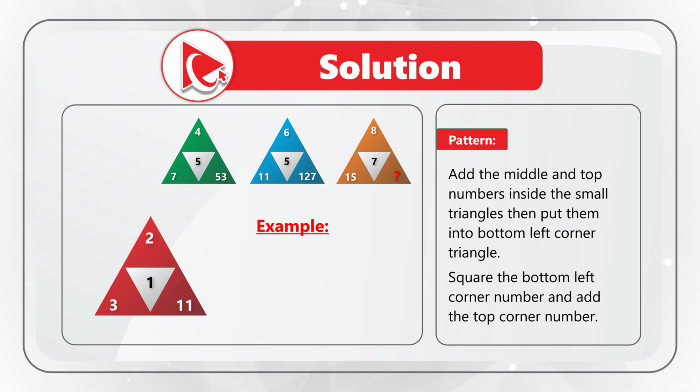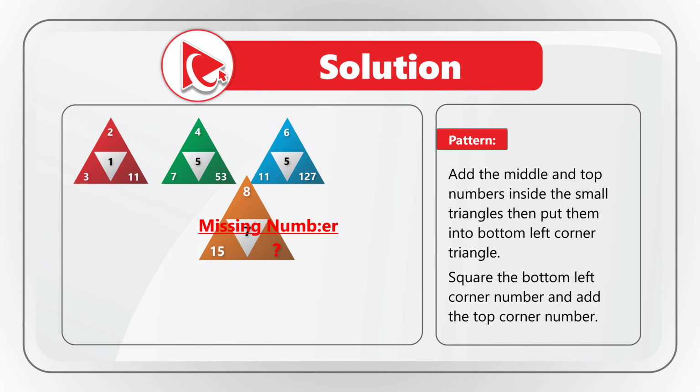Let's look at the first triangle. 2 plus 1 equals 3. 3 squared equals 9. And 9 plus 2 equals 11. Armed with this information, let's find the missing number.